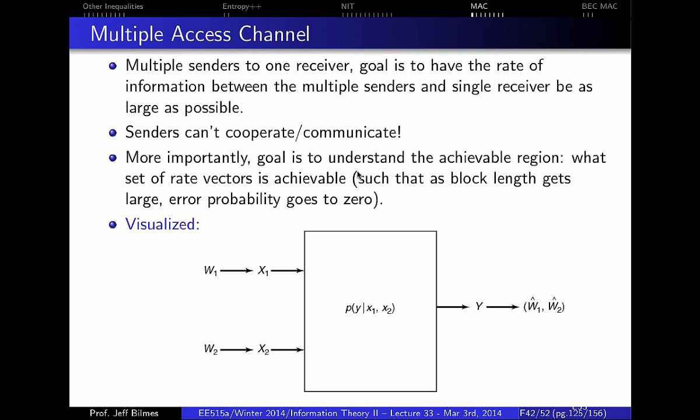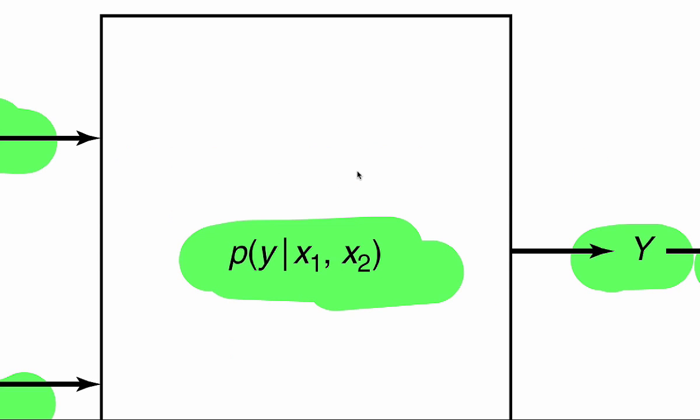So here's an example with two of them. Here's maybe Seattle. We've got message W1. Here's San Francisco. We do some coding. It gets into some joint channel, P of y given x1 and x2. What comes out is y, and the goal of New York City is to decode what Seattle wanted to say and what San Francisco wanted to say. So we have separate messages, but it's the same physical channel, because what San Francisco does is going to interfere with what we do. This probability distribution allows that.